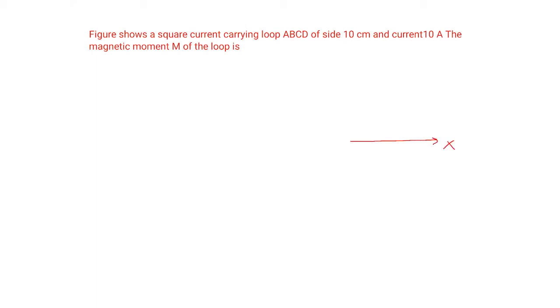This is X, this is Y, this is Z. This is 30 degrees. Okay, so I think we did this model, but important, see this. They're asking the magnetic moment of this loop.